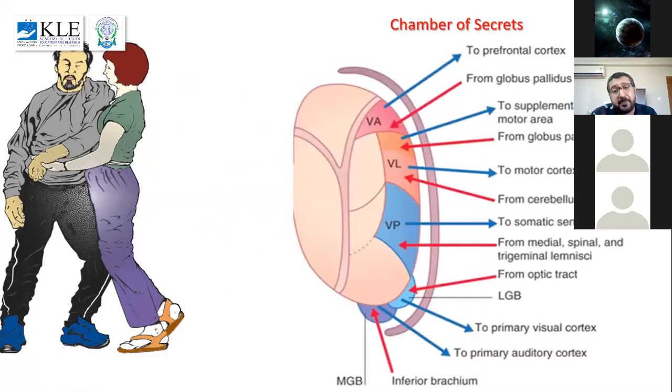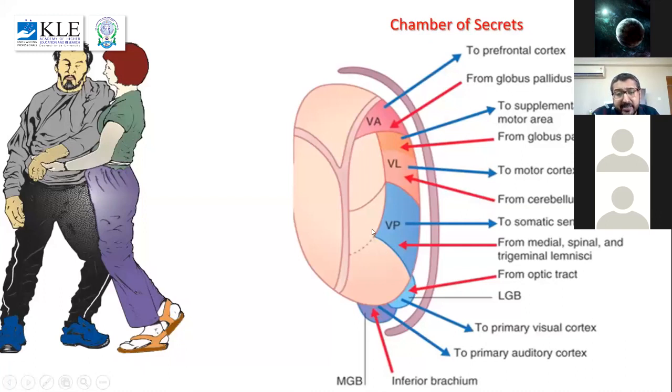against gravity. Now, coming to this component, you can see it very well, the chamber of secrets. In fact, in undergraduate level you would have learned a little bit of all these things, and many times it's so volatile because of the complexity as well as the number of nuclei it has. You have the intralaminar nuclei located here. Then you have the ventro-anterior, ventro-lateral, ventro-posterior, and then the medial nuclei, the anterior nuclei, the pulvinar. And then you can see the medial geniculate body, which is concerned with auditory, and the lateral geniculate body, which is concerned with vision.